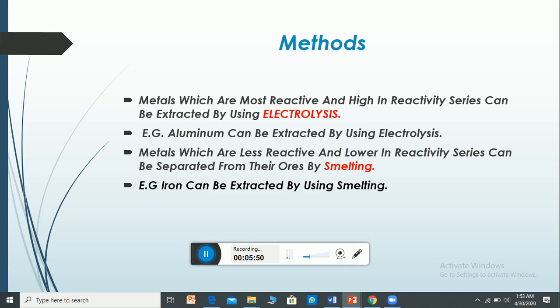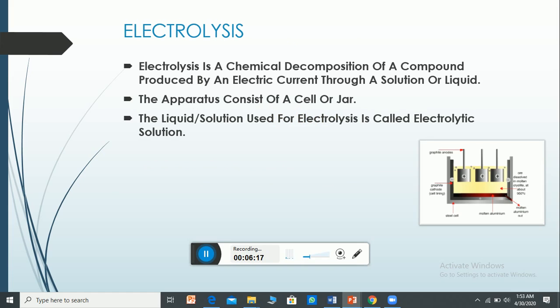Metals which are less reactive, or lower in the reactivity series, for example iron, can be separated from their ores by using the smelting process. If you remember the series, iron is less reactive. Iron, as I told you, can be extracted by using the smelting process. So now, what is electrolysis?